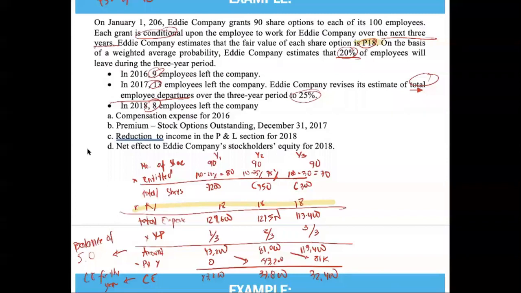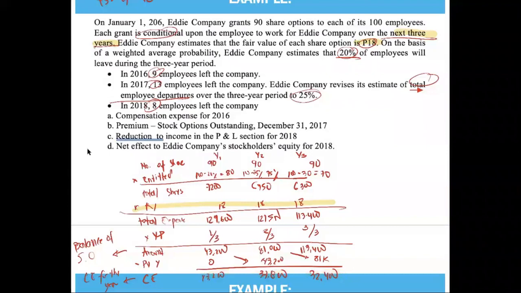Our vesting condition is that 3 years, right? So 1 period, 2 periods, 3 periods: 1 over 3, 2 over 3, 3 over 3. And then we get the amount. The amount there is the balance of your share options: 43,200, 81,000, and 113,400. We use the previous year amount, 43,200, and then 81,000 to get your compensation expense: 43,200, 37,800, and 32,400.